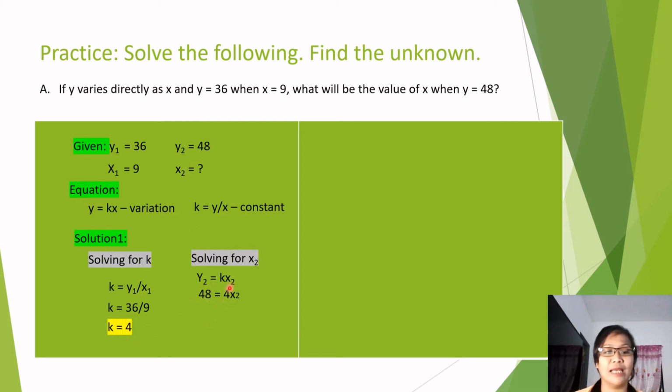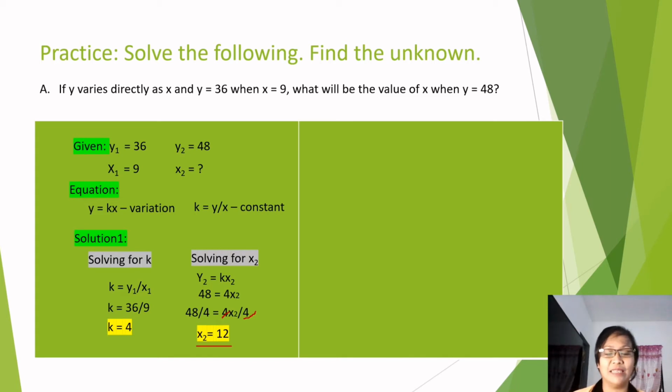So, we have 4 and then x sub 2. And then, para ma-isolate si x sub 2, kailangan natin i-divide both sides by 4. Kung ano yung katabi ng variable, yun ang i-divide natin both sides. So, 48 divided by 4 is equal to 4x sub 2 divided by 4. I-cancel na natin si 4 at saka si 4. Kaya ang natira ay si x sub 2. So, we have now x sub 2 is equal to 48 divided by 4 is equal to 12.